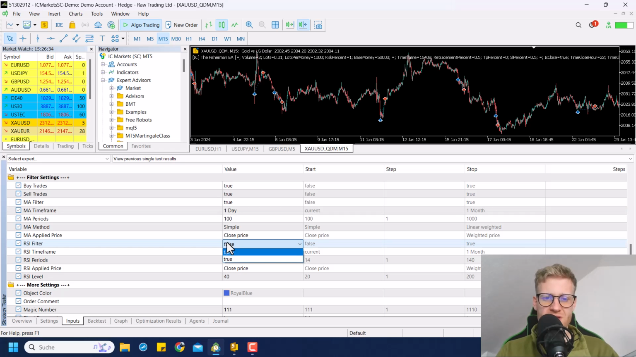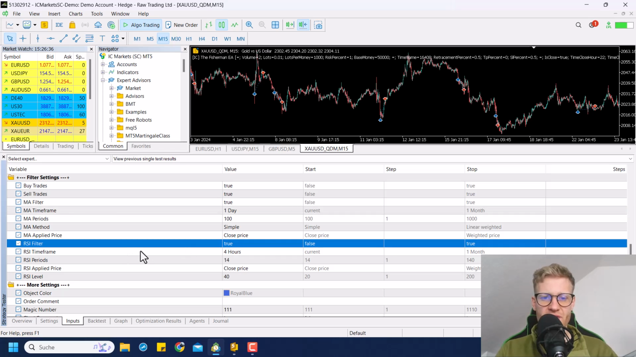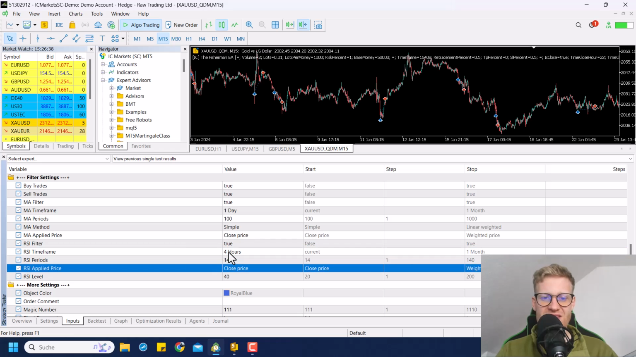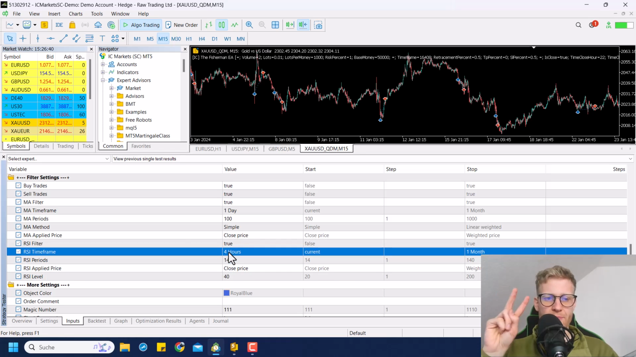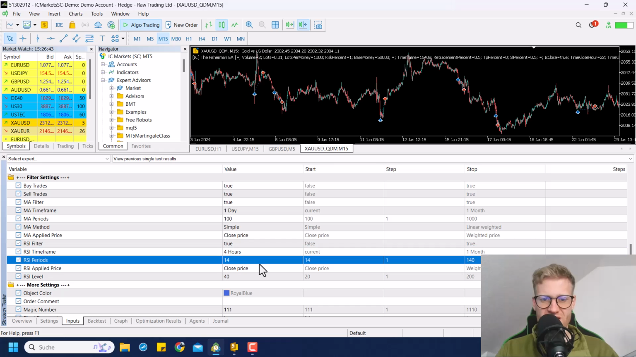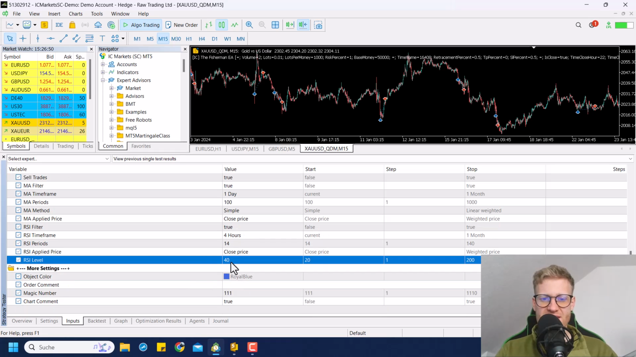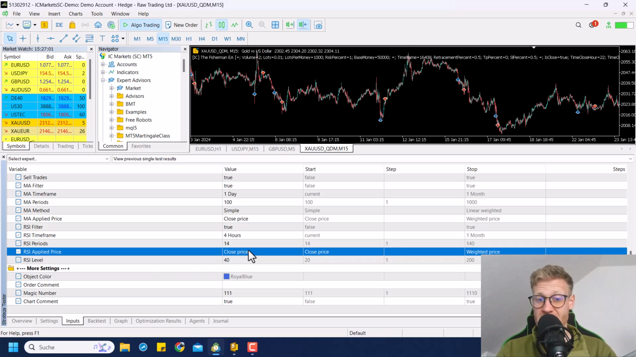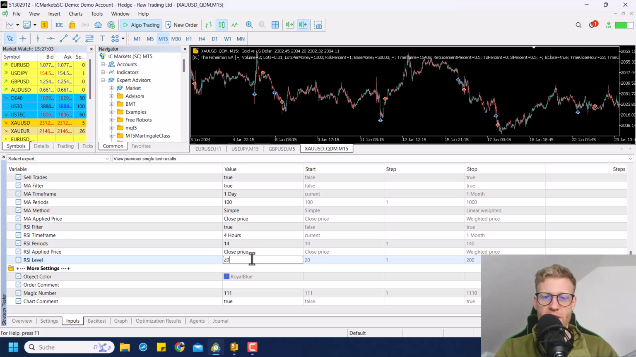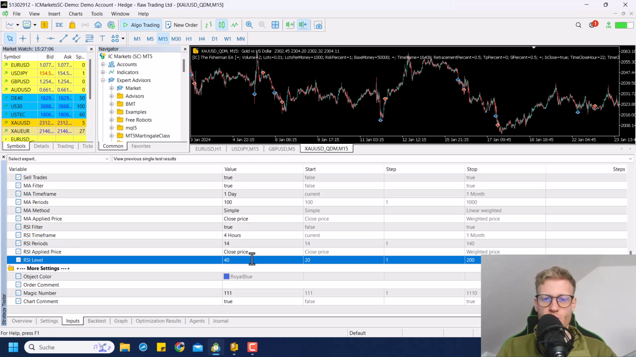And then you can also decide to use a RSI filter. And the RSI has its own inputs, time frame, period, and applied price. So just the normal RSI inputs here. And then we do have the RSI level. And this is what I have to explain. So usually you have for the RSI two levels like 70 and 30. Or 80 and 20. Here I only made one input, which is by default 40, but you can also say 20 or 30. But let's go with the default setting.